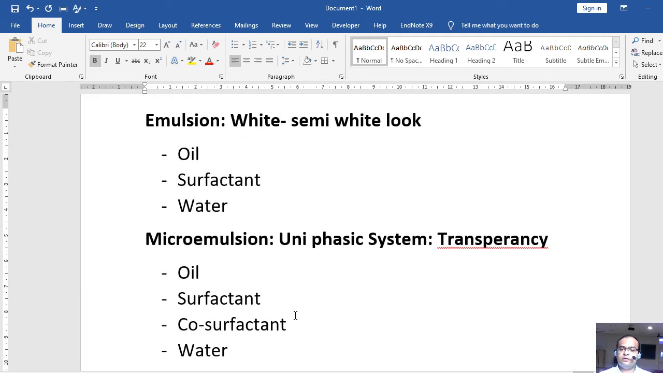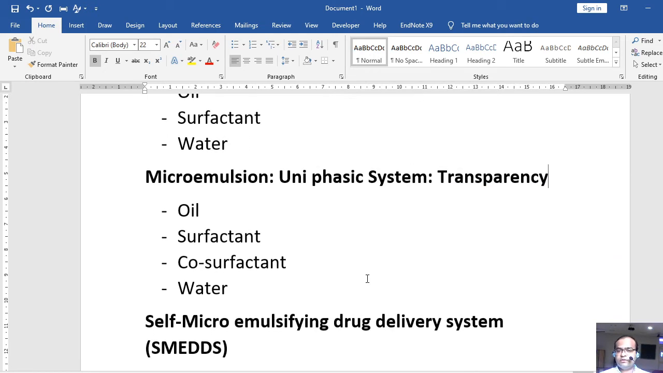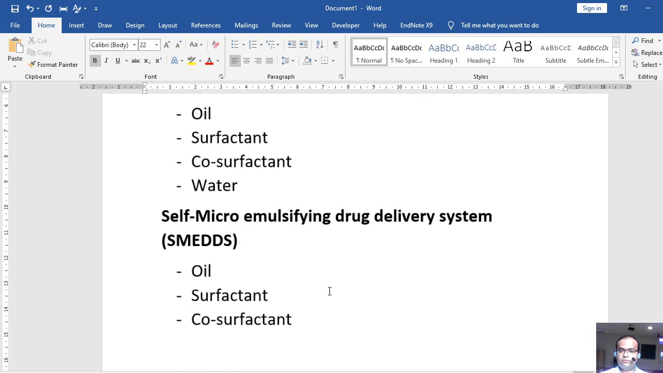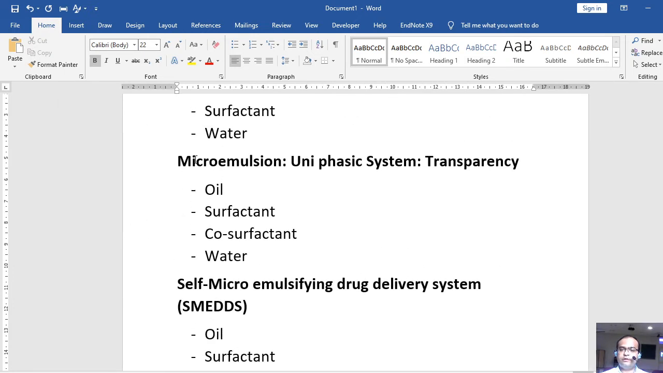Again, we are not discussing the detailed theory. I suggest you should go with a good review article or some good book for understanding the detailed principles of these two formulations.